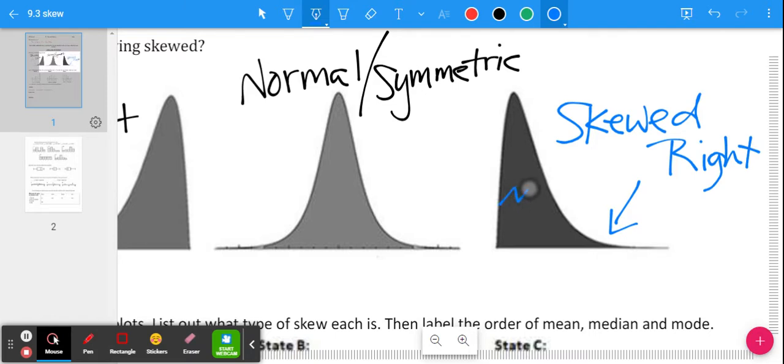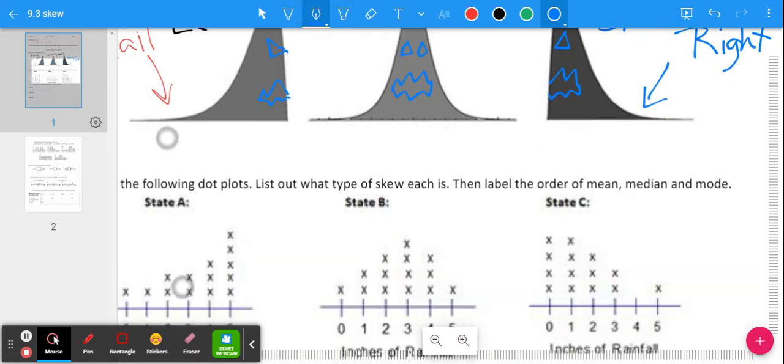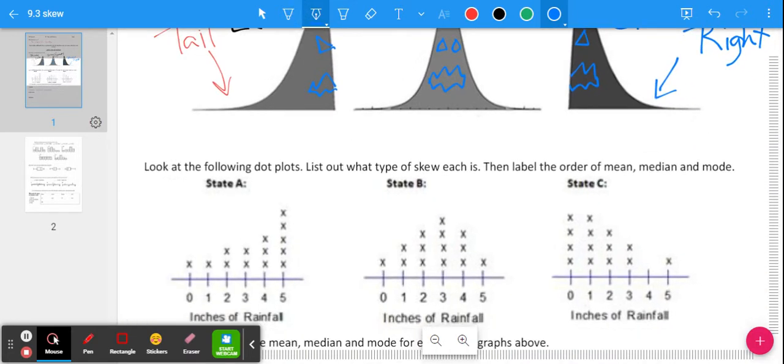In the past, I've even drawn a face on this and made it a blob monster, and there's his tail. So on this one, here's his eyeball and his teeth, and this one is looking at you instead. Okay, so it says, look at the following dot plots. List out what type of skew each is. Then label the order of mean, median, and mode.